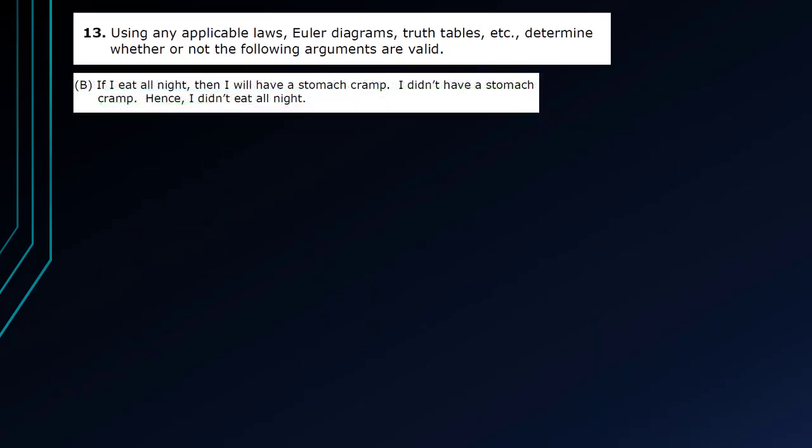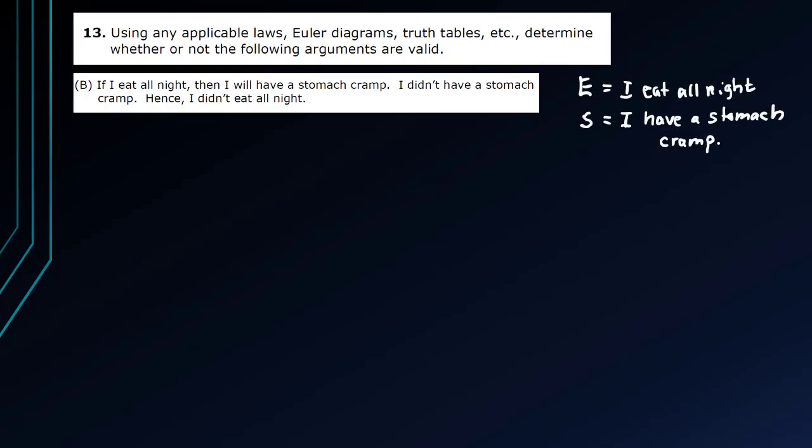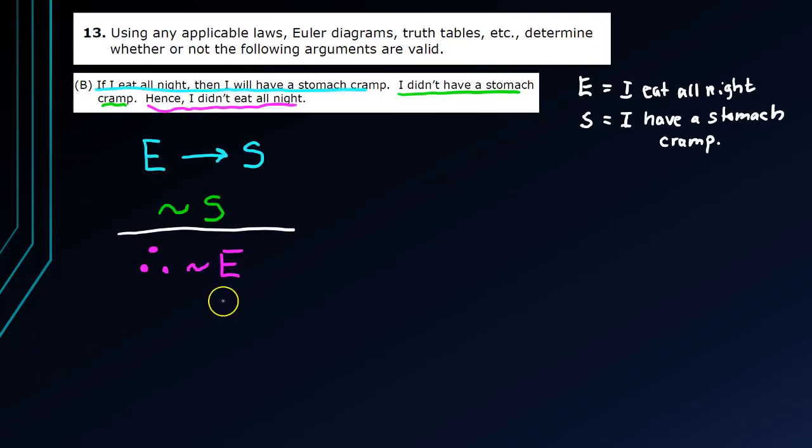For the next one, if I eat all night, then I will have a stomach cramp. I didn't have a stomach cramp, hence, I didn't eat all night. So, there's really only 2 things going on here. I eat all night is going to be E. I have a stomach cramp is going to be S. So the statements are, if I eat all night, then I'll have a stomach cramp. So if E, then S.